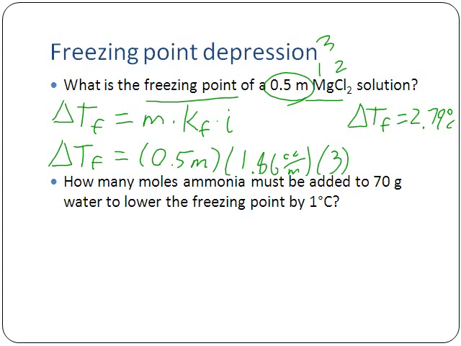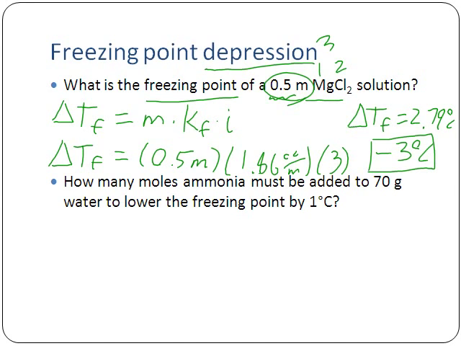Now, it asks for not the change, but asks what the freezing point is. Now, water's normal freezing point is 0 Celsius. And this is a freezing point depression up here, which means that the freezing point will be dropping. And so if it starts at 0, drops by 2.79, the new freezing point will be negative 2.79 degrees Celsius. Since we started off, though, with 0.5, one significant figure here, then our final answer for the freezing point is going to be negative 3 degrees Celsius.